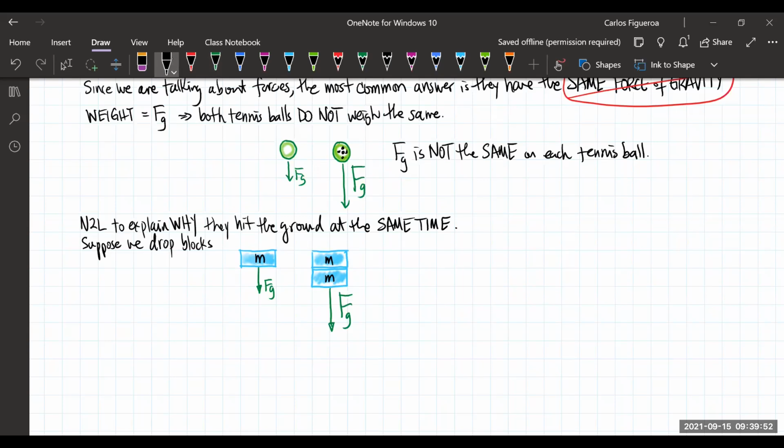So now, what does N2L tell us here? Let me be careful here. I should say one thing just to remind you. Remember, weight is the force of gravity, but that's mass times acceleration.